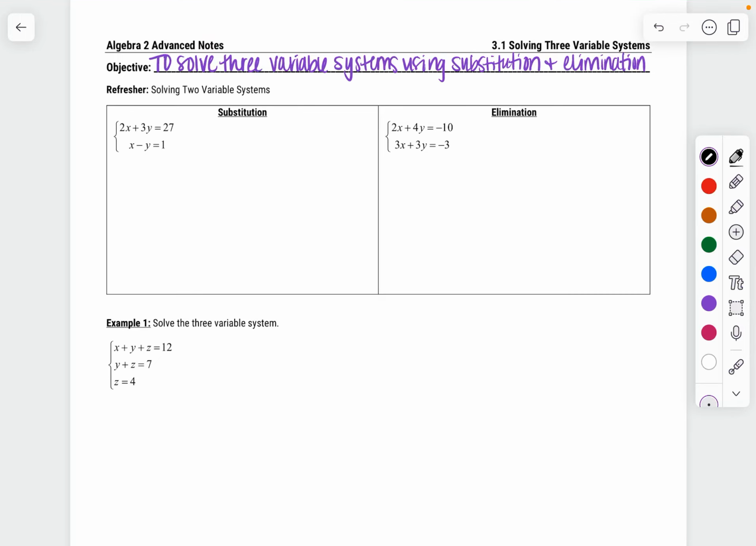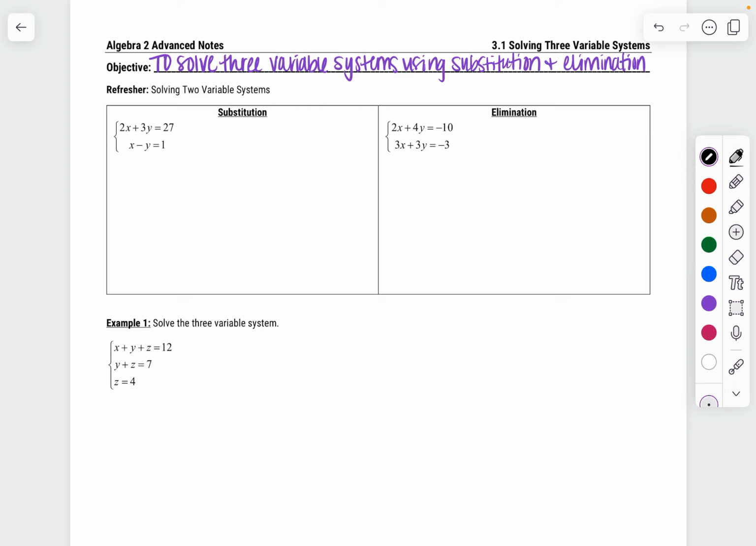Today, we are going to talk about how to solve three variable systems using substitution and elimination. Now, substitution and elimination is something that you should remember from Algebra 1, but we're going to go over it a little bit in the beginning. So let's first look at substitution.